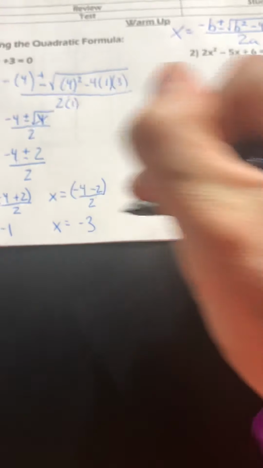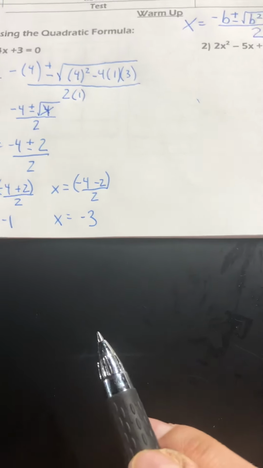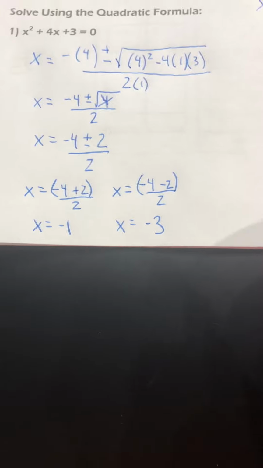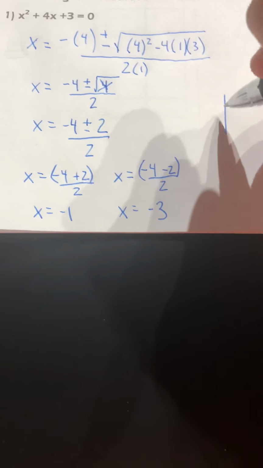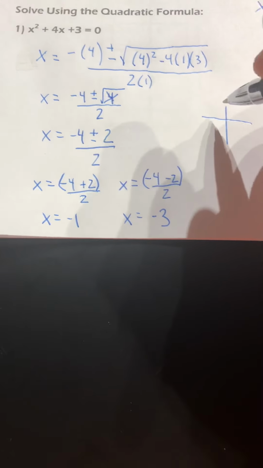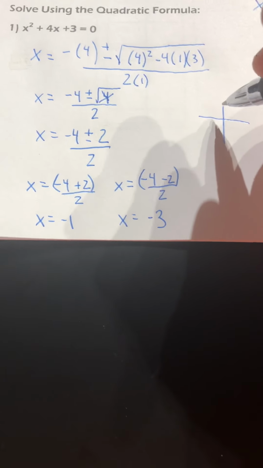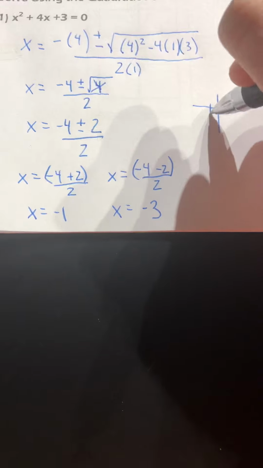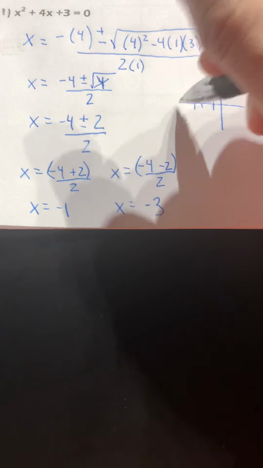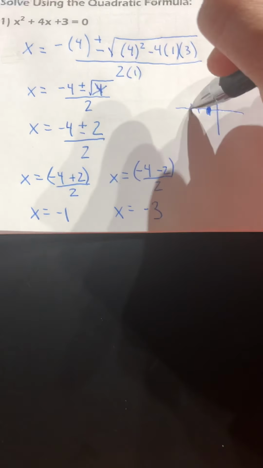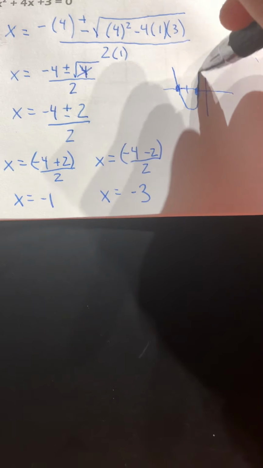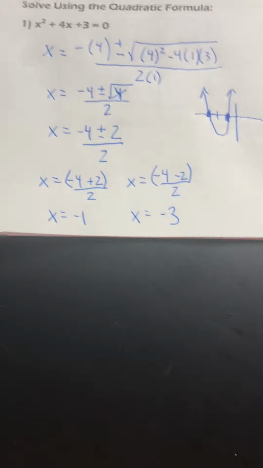Now, these roots, we have 2 of them. The roots are where it crosses the x-axis. So if I had a parabola, my parabola would cross at negative 1 and negative 3. And a very rough sketch of this would look like this. That's what the parabola would look like.